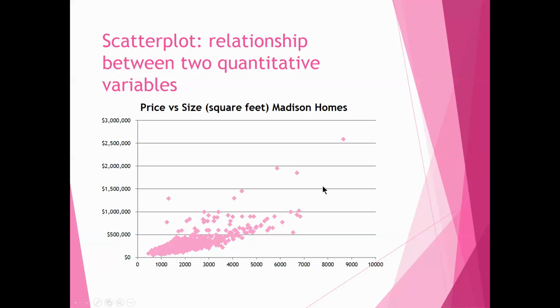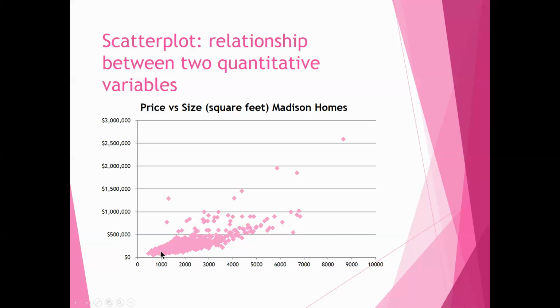And a final visual is a scatter plot. A scatter plot shows the relationship between 2 quantitative variables. So down here we have the size of a house in finished square feet in Madison, and up here we have a price. So this dot right here represents a house that's huge. It's about 6,000 square feet, and it's very expensive. It costs $2 million. Down here we have houses that are 1,000 square feet.